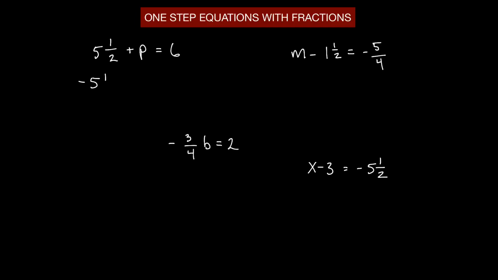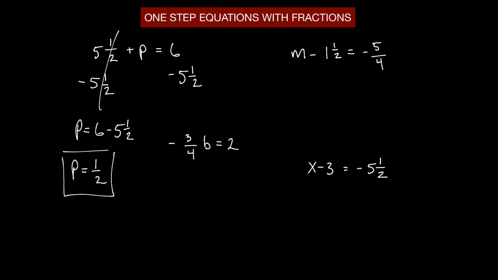Okay, so minus 5 1/2 from this side, minus 5 1/2 from this side. It cancels out. What we're left with is p equals 6 minus 5 1/2. 6 minus 5 1/2 is just 1/2, so we're going to say p equals 1/2. Okay, so that's kind of what we mean by one-step equations, that we're basically doing just one operation to get the variable by itself.